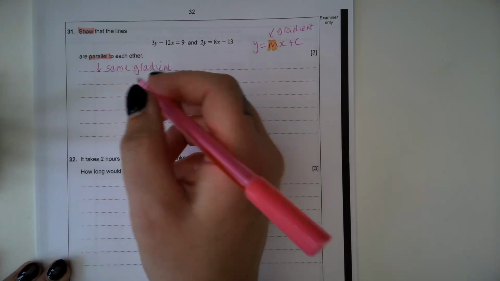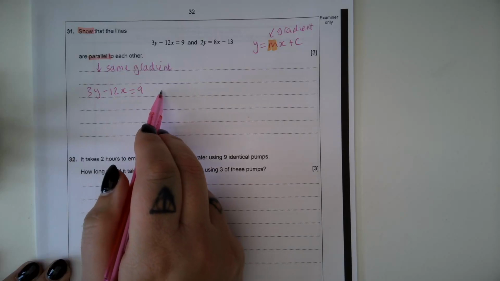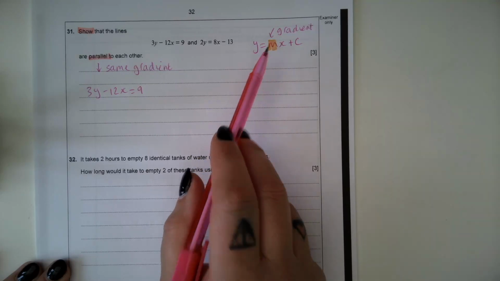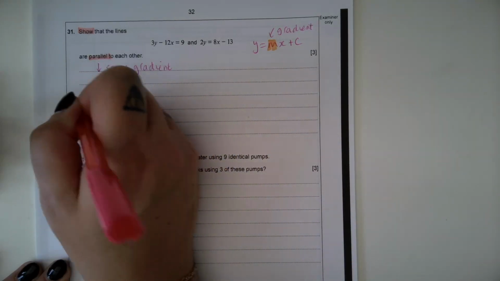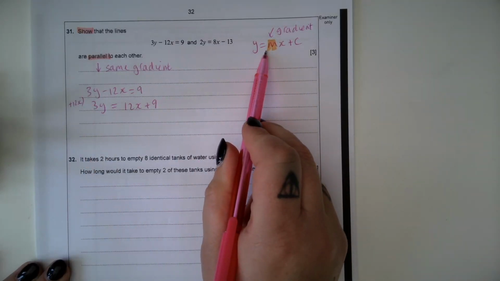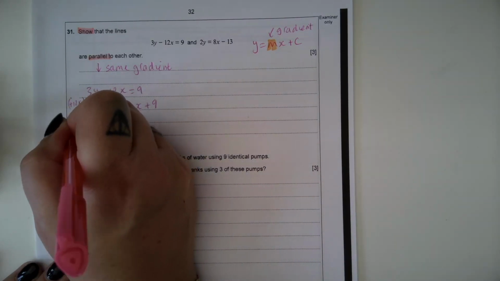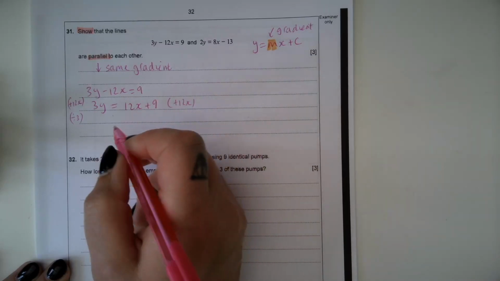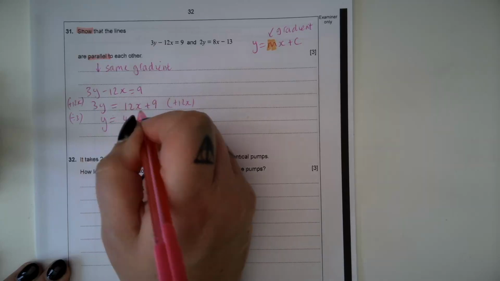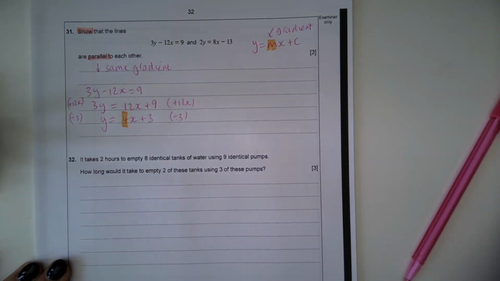So let's start with this one. So we have 3y minus 12x equals 9. So I'm going to add 12x because what I want to do is get the y on the left hand side, everything else on the right hand side. That gives me 3y equals 12x plus 9. But I need it to be y equals, so I need to isolate the y. At the moment it's 3 times y. So I'm going to divide by 3. So that would be y equals, and when I divide by 3, 12x divided by 3 is 4x, 9 divided by 3 is 3. So the gradient here for this one is 4.